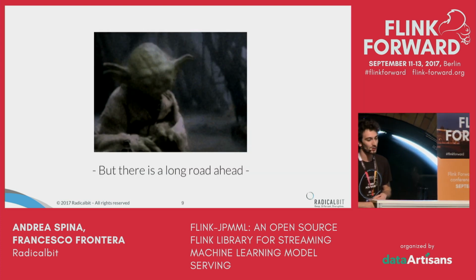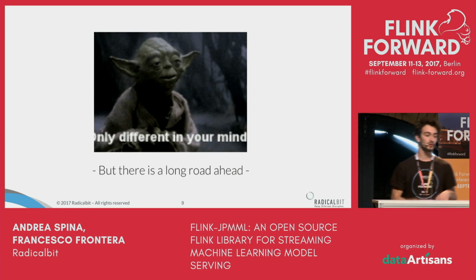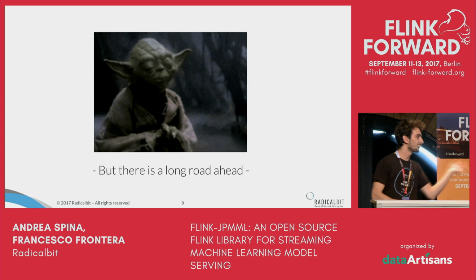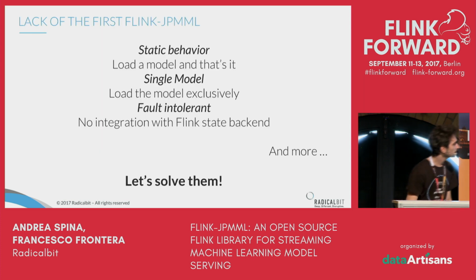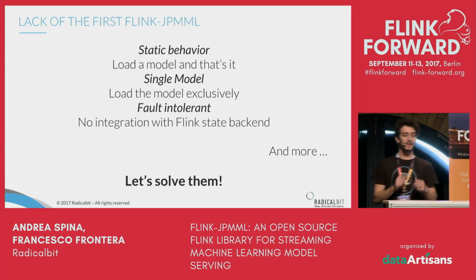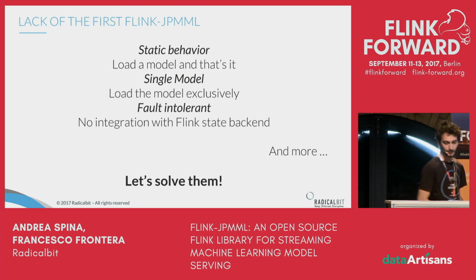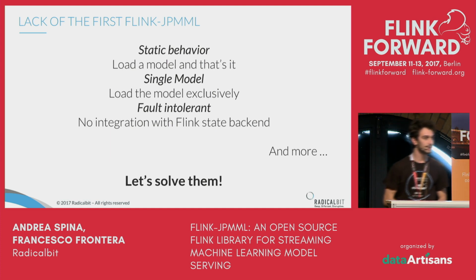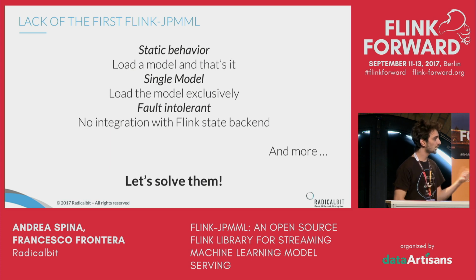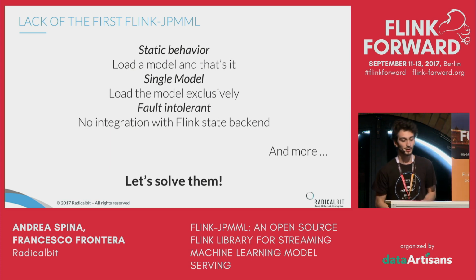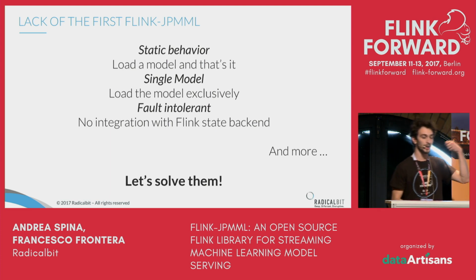Going back to our project, there were a lot of topics to deal with, but this is a long road ahead. So we started to think about how to improve the library. After this review of the main features, we selected the main limits to tackle, and we isolated three tasks. First, keeping Flink-JPMML dynamic. Currently the operator instance retains its behavior for its whole lifetime. Second, single model: Flink-JPMML can load only one model per operator. That means if you want to evaluate more than one model, you need to put an instance of the operator in your code.